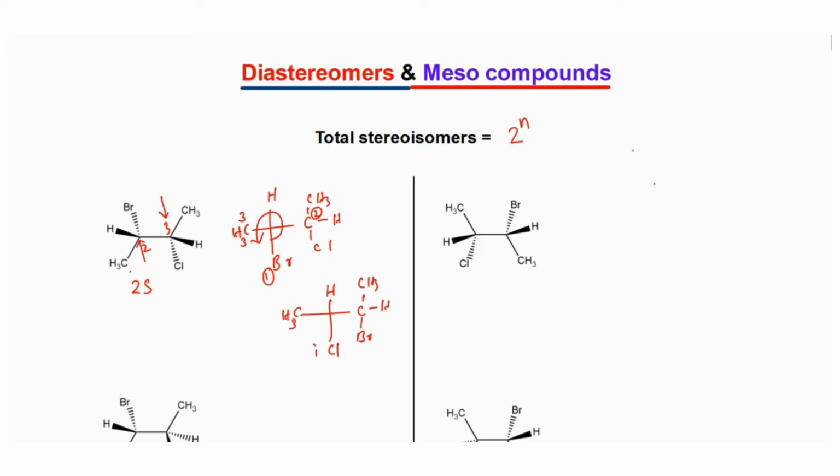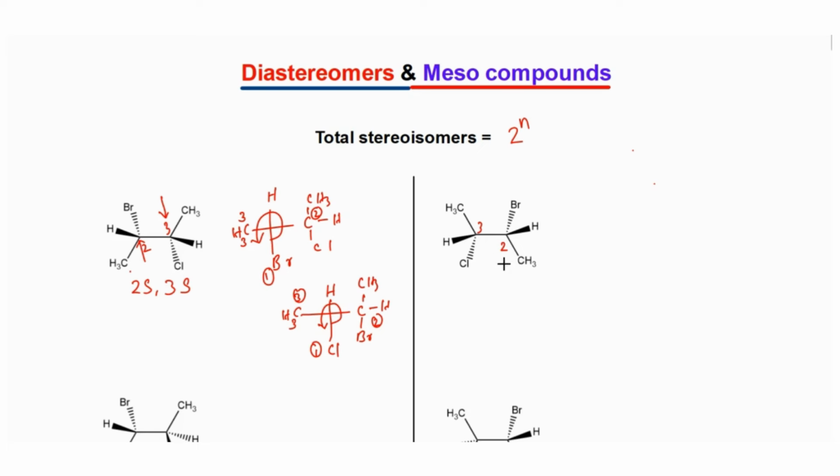So this is the first one. The second one, according to the priority which I already mentioned, it goes again this way. Again this is anti-clockwise, that means this is S configuration. So that means 2S, 3S. Similarly, this is 1, 2. Now this will be the 2, and this could be the third carbon. So this could be R configuration.